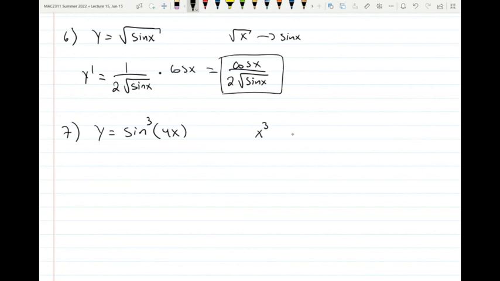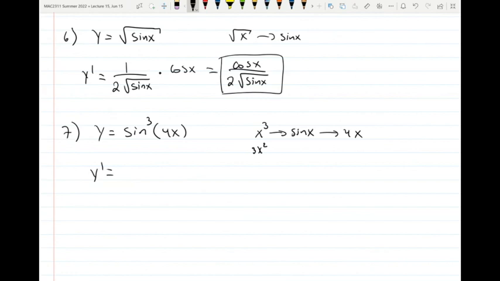X cubed, then sine, then 4x. So you understand that you have to use several chain rules, okay? So here is what you do. You're gonna take the following steps. You take the derivative of this guy and then plug in everything that is after that in the original line, okay? So the derivative is 3x squared.